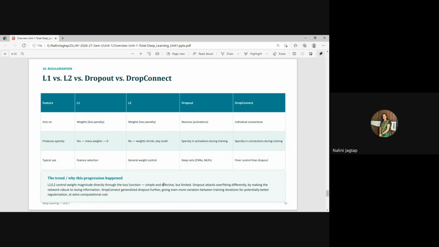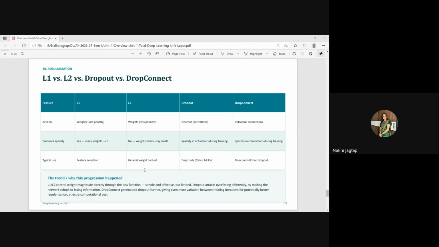Now we'll look at L1 versus L2 versus dropout versus drop connect, the regularization parameters, correct? So you can see the comparison. Having now met all four regularization techniques individually, it's worth stepping back and comparing them side by side, because the differences between them reveal the interesting evolutionary logic of their own. L1 and L2 both act directly on the network's weights by adding a penalty term to the loss function, with L1 tending to produce sparsity, so many weights pushed all the way to zero, while L2 tends to shrink the weights smoothly without eliminating them entirely.